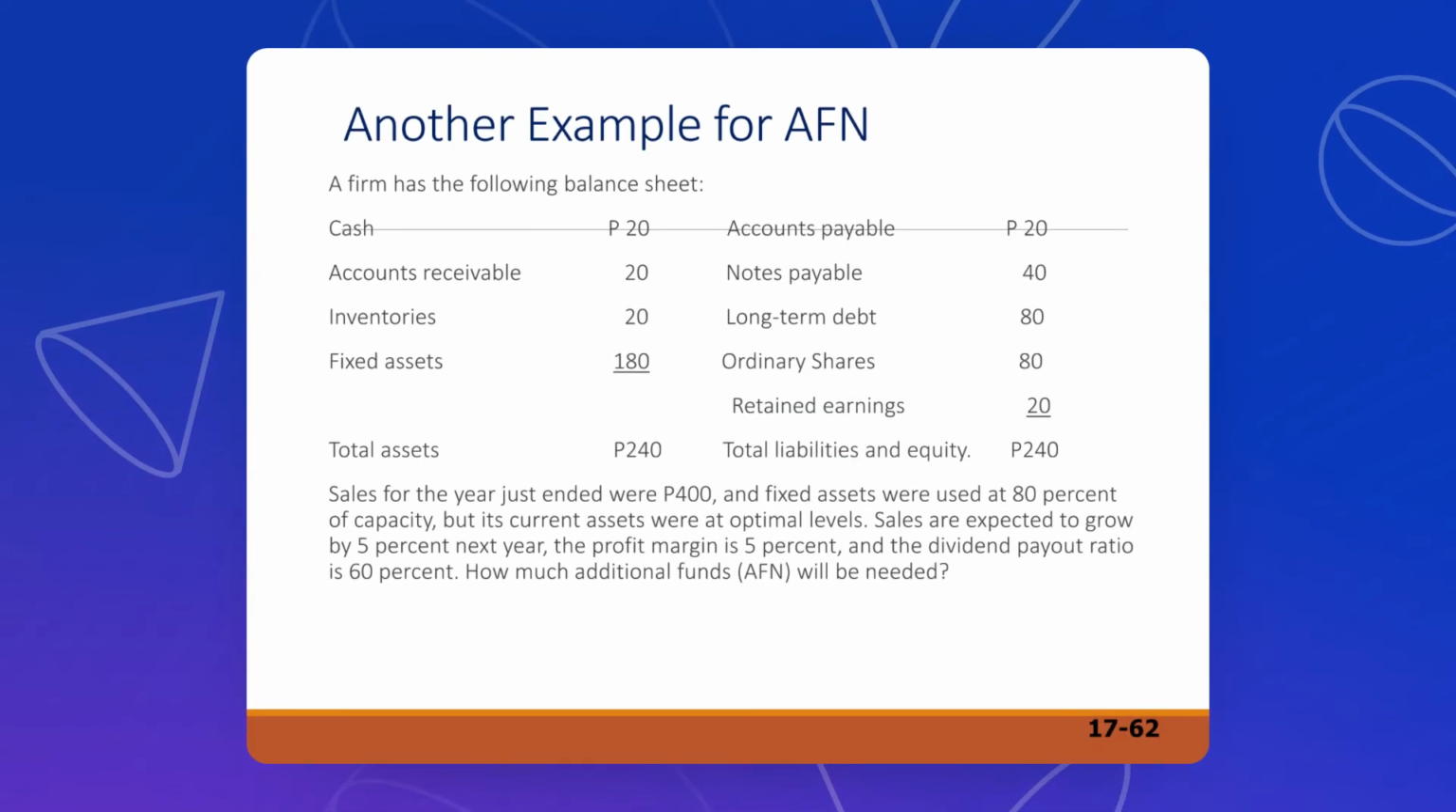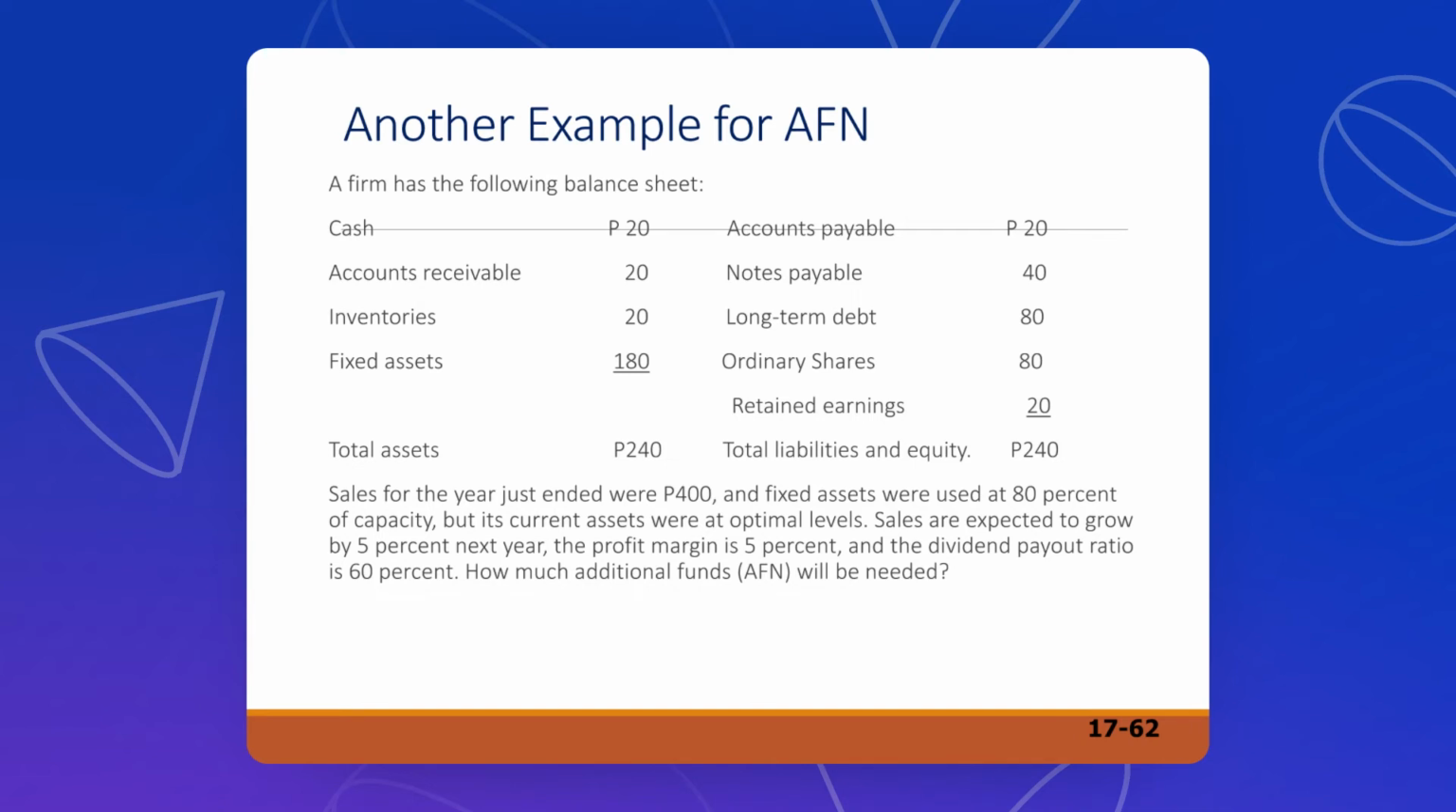How about this one? So, cash of 20, account receivable of 20, inventories of 20, then fixed assets is 180. Magkano yung ating assets? 240. Okay. So, that would be your assets. Then, accounts payable, you have 20. Notes payable, we have 40. Long-term debt of 80. Ordinary shares of 80. And you have your retained earnings of 20. And liabilities is worth 240.